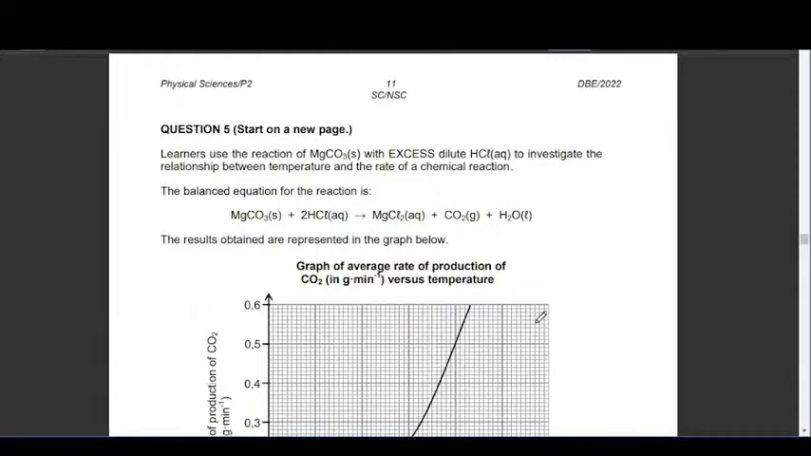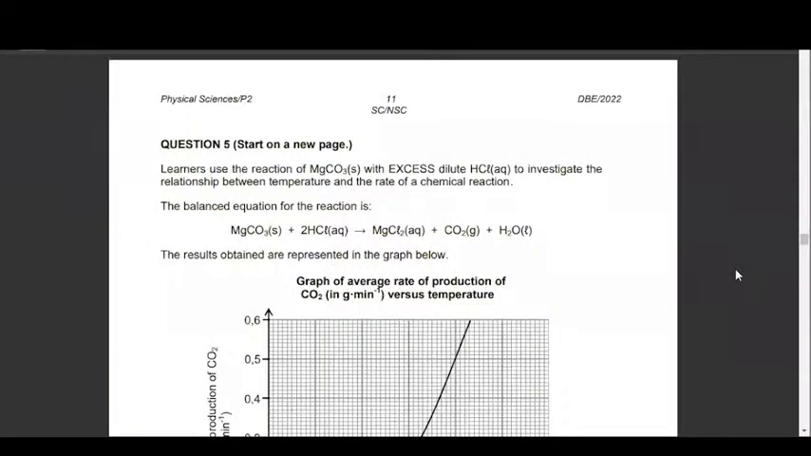So you guys make sure that you try and try and try your best to do this organic chemistry because it has the. So let's go to question 5.